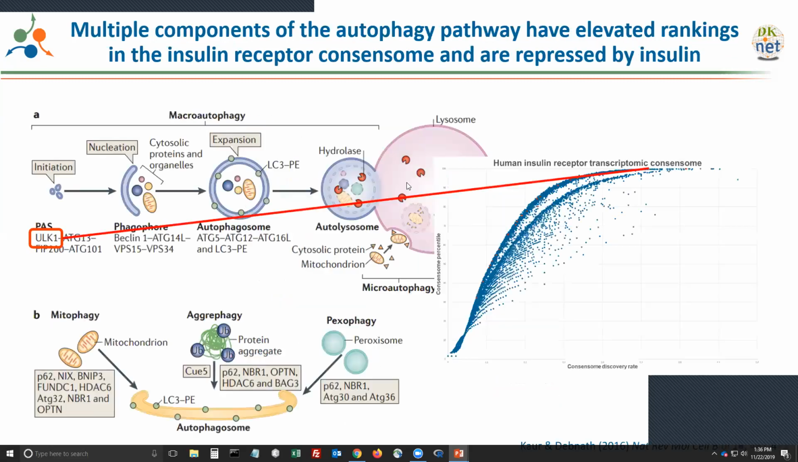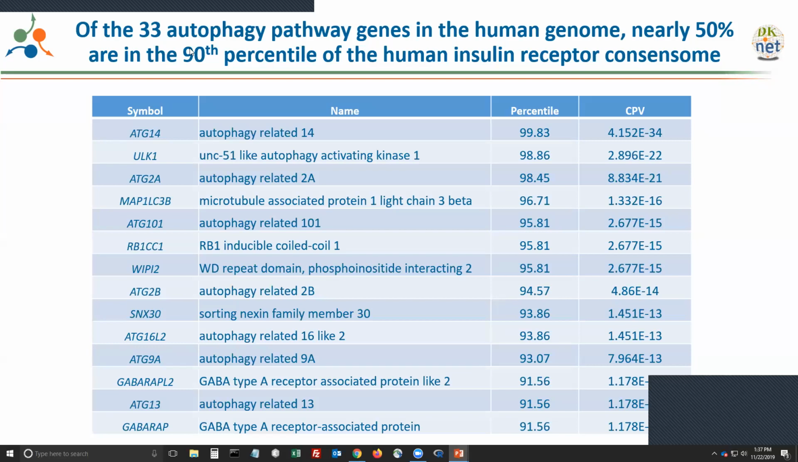Now, interestingly, and this is something that has not been explored in the research literature, key factors that are involved in the regulation of autophagy are actually highly ranked in the insulin receptor family consensome, indicating that they are transcriptionally very responsive to signaling through the insulin receptor family. And these include, for example, ULK1 here, ATG14, also known as ATG14L. And in fact, of the 33 autophagy pathway genes in the human genome, nearly 50% of those are in the 90th percentile of the human insulin receptor consensome.